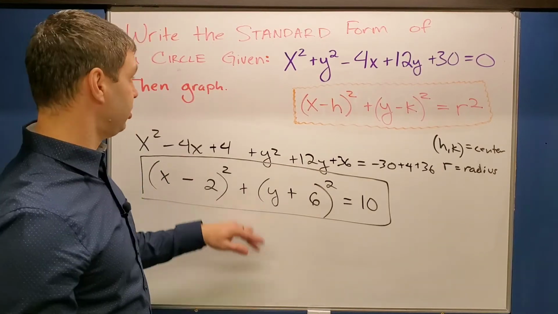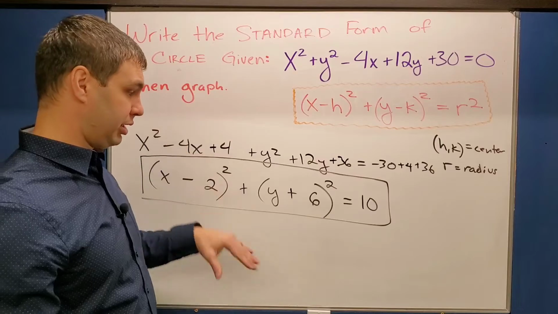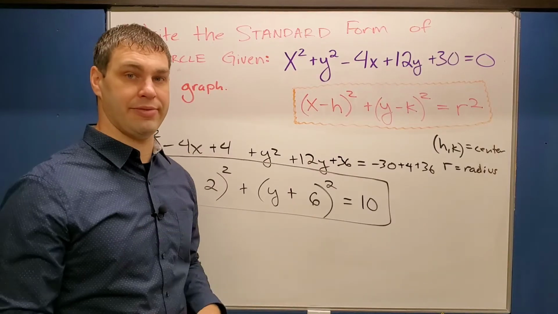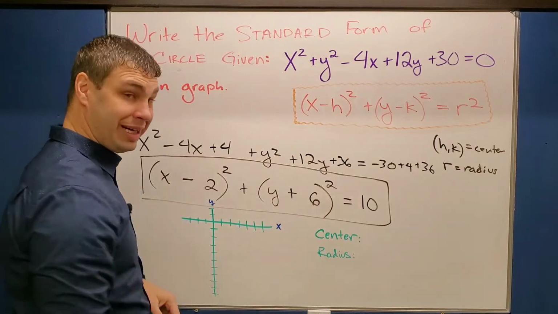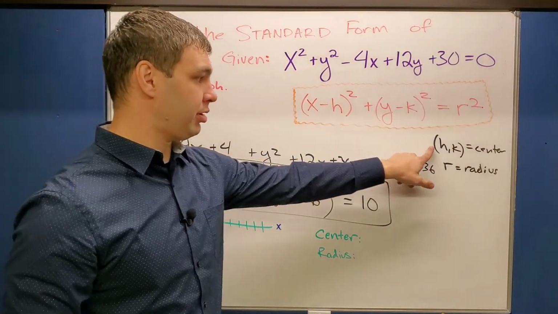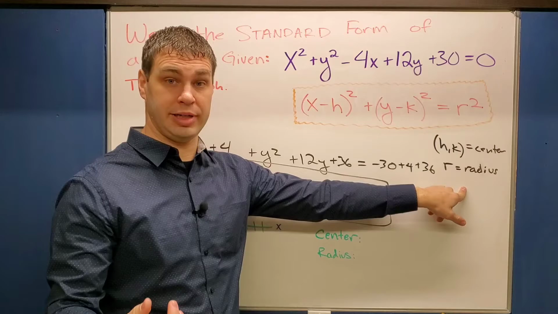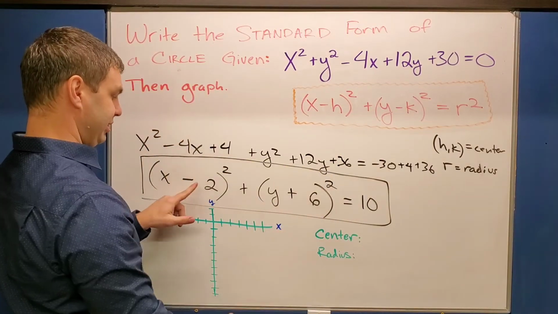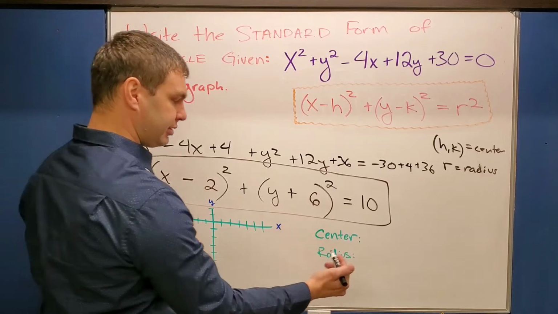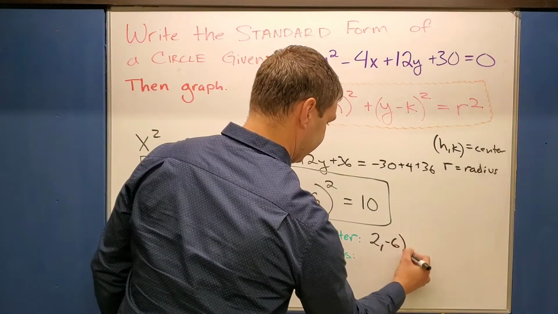However, our problem also wants us to graph this. So let me quickly draw an XY plane up here and we'll get graphing. Once a circle is written in standard form, it's really easy to pull out our center and our radius. Remember, that's what the h and k were from the beginning of the video, as well as r being the radius. So here, my h and k, if I pull those out, it's almost like you use the opposite sign. So here it's going to be a positive 2 and a negative 6. So 2, negative 6 for the center.